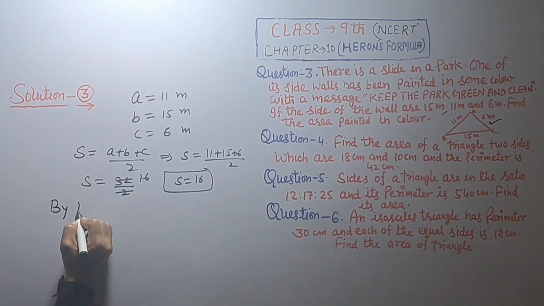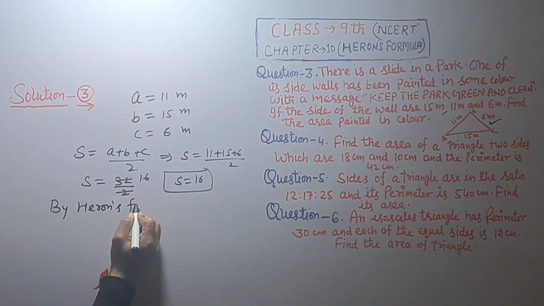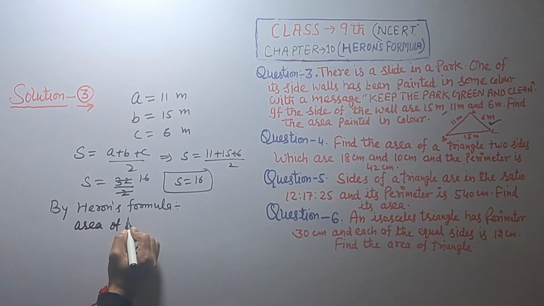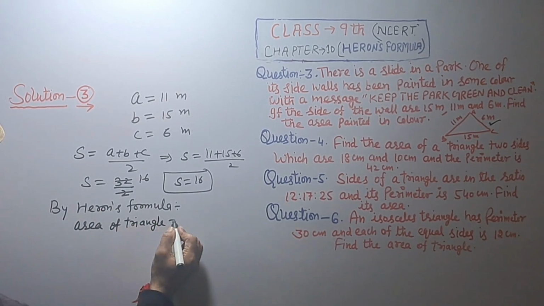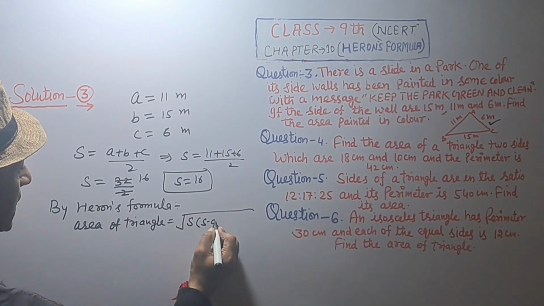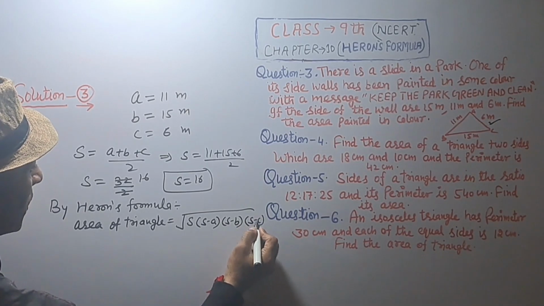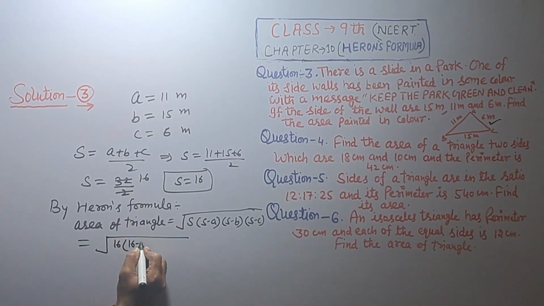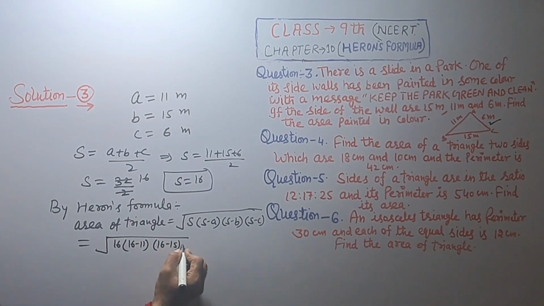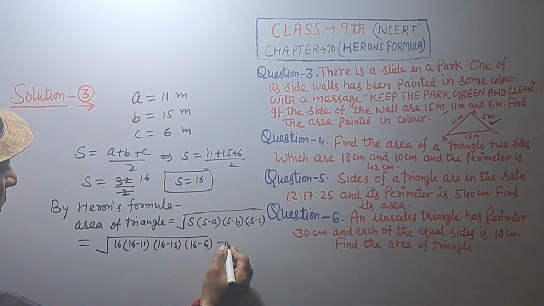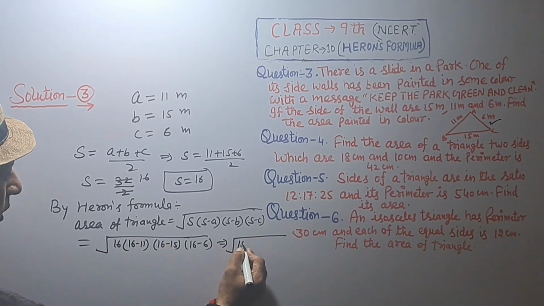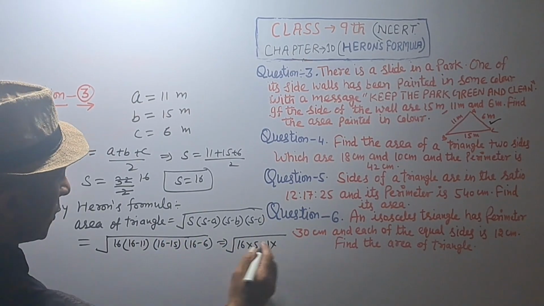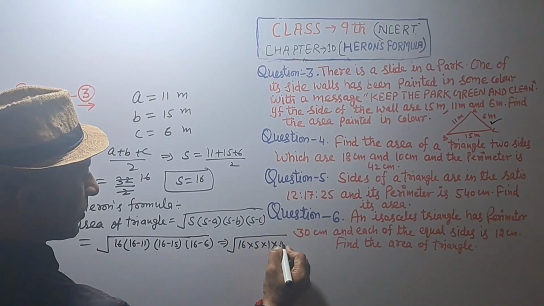Why? Heron's formula. Area of triangle is equal to under root of S into S minus A into S minus B into S minus C. That is equal to S is 16, and 16 minus 11, then 16 minus 15 and 16 minus 6, which implies 16 into 16 minus 11 equal to 5 and 16 minus 15 equal to 1 and 16 minus 6 equal to 10.